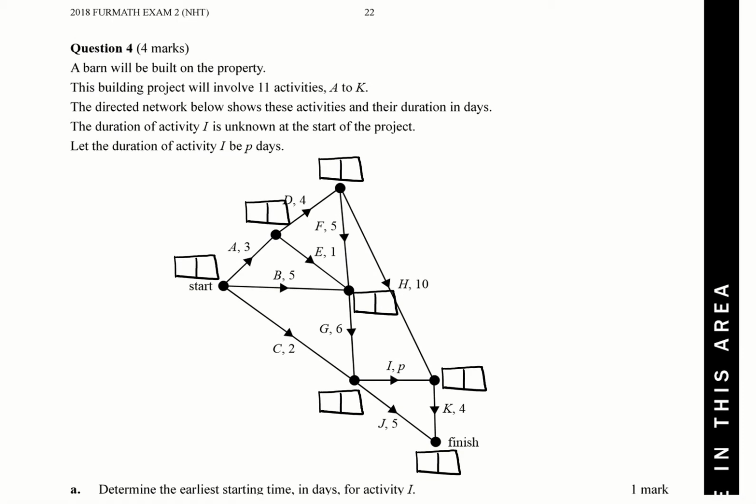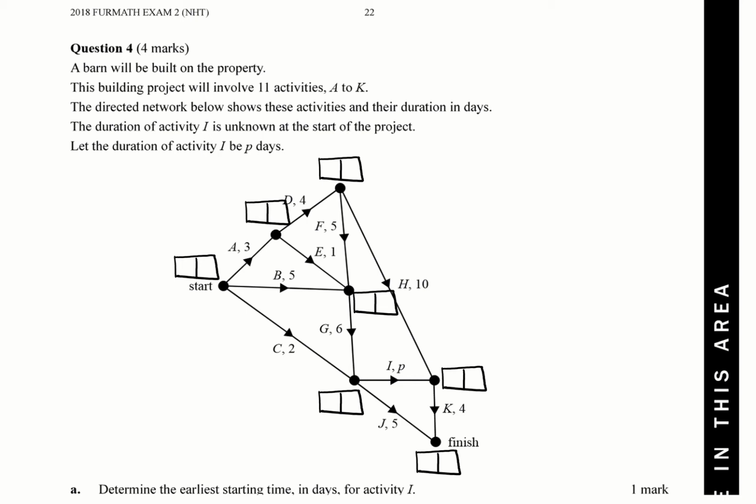Okay, so this is question 4 from the 2018 NHT Further Maths Exam 2. In this case, I've got a barn being built. It's going to have 11 activities, A to K. The directed network shows activities and the duration in days. What we don't know is activity I at the moment, and we're going to let that equal P days.